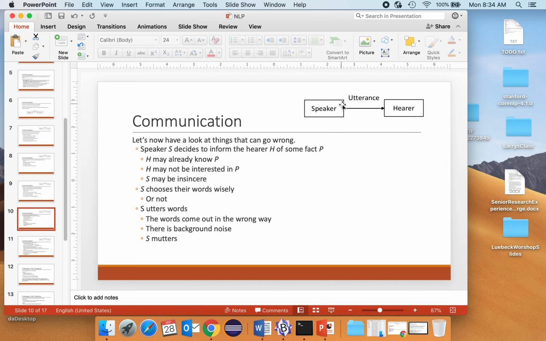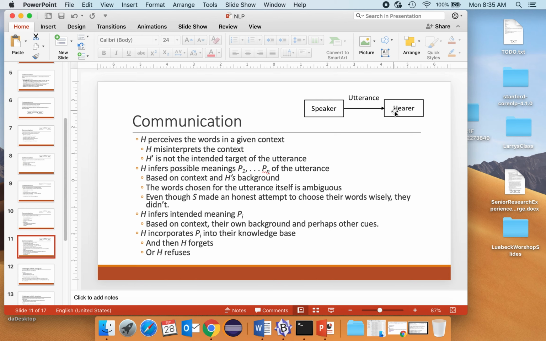So S utters its words, and what are some of the things that can go wrong here? Well, the words just come out the wrong way. Sometimes that happens to us. We try to say something and other words come out. Maybe there's just plain background noise and we just don't hear it. A train goes by, right? Train whistle. Maybe S mutters. Maybe S has a mask on and it's very hard to hear.